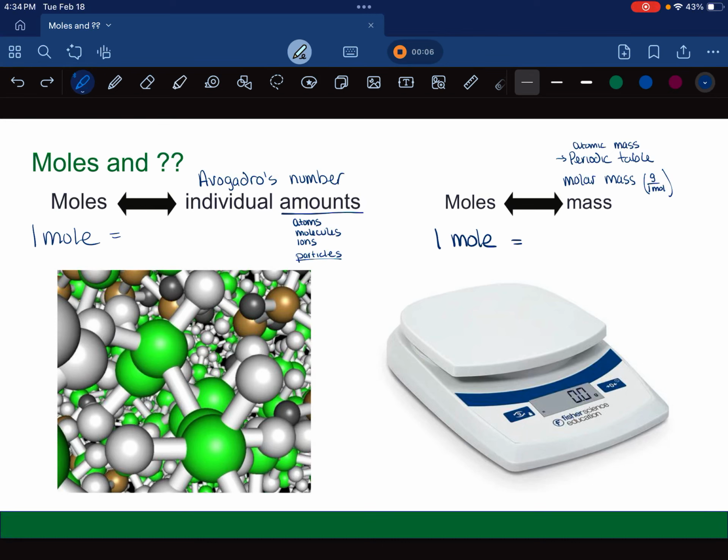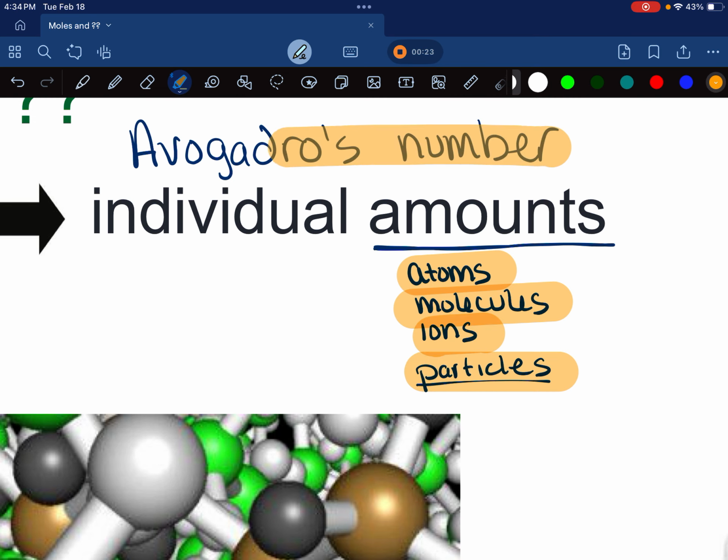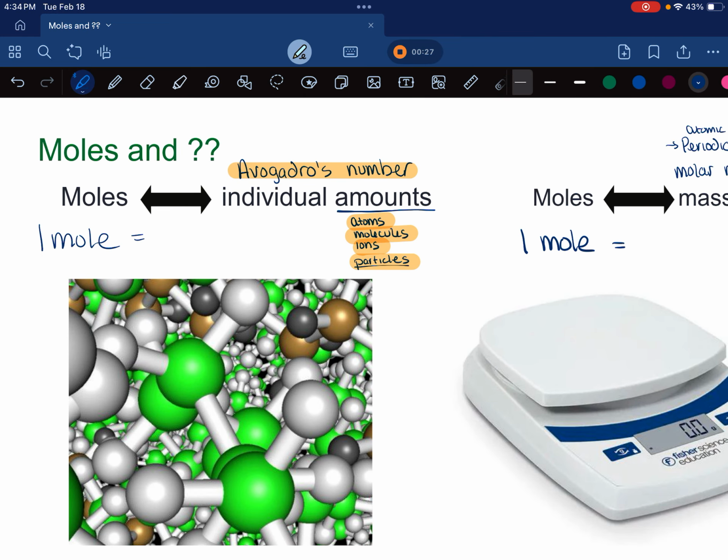When you see the word moles in chemistry, you want to see what that mole is in relation to. If the mole is in relation to an individual amount, something that could be counted, like individual amounts of atoms, molecules, ions, or particles, you'll want to use Avogadro's number, where 1 mole is equal to 6.022 times 10 to the 23rd of any of those individual amounts.